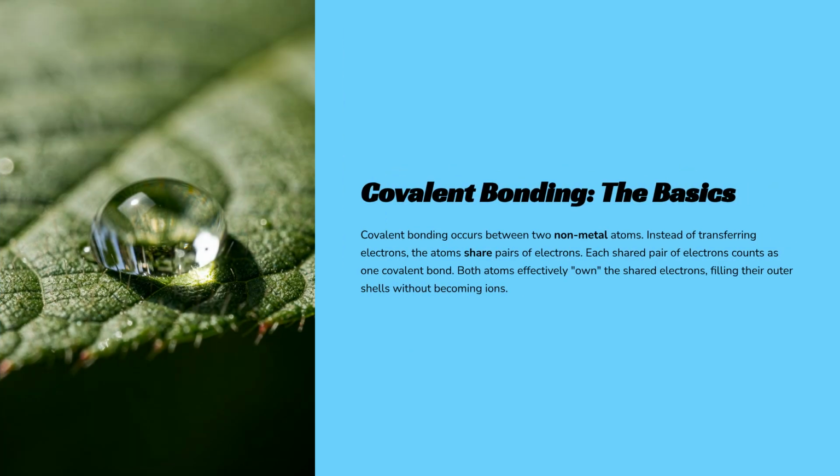Chapter 3 introduces covalent bonding, explaining how nonmetals achieve stability by sharing electrons. Covalent bonding involves 2 nonmetal atoms sharing pairs of electrons rather than transferring them. Each shared pair is one covalent bond. Both atoms share the electrons to fill their outer shells without becoming ions.